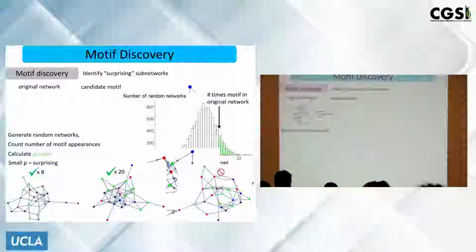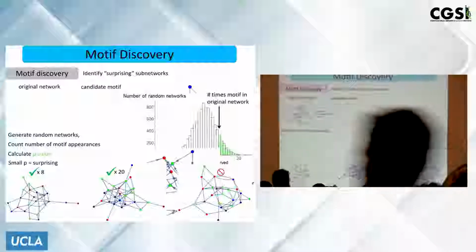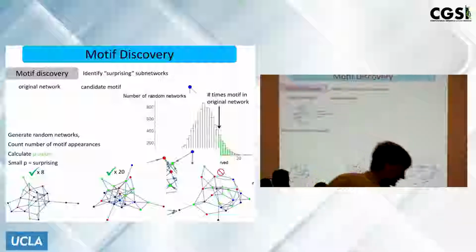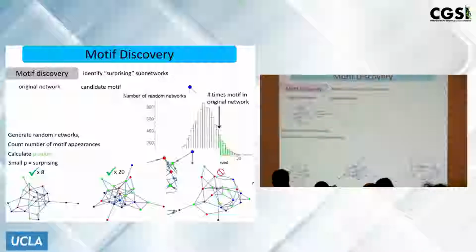One thing that I can do is generate a whole bunch of random background networks. So I generate a whole bunch of other random networks like this. And I can say, does this motif show up in that network? And if it does, how many times does it show up? As an example, let's say that this candidate motif shows up 8 times in the first one, 20 times in the second one, and none in the last one, for example.